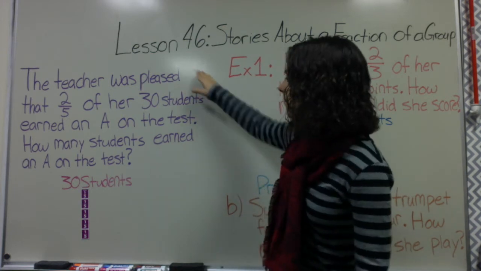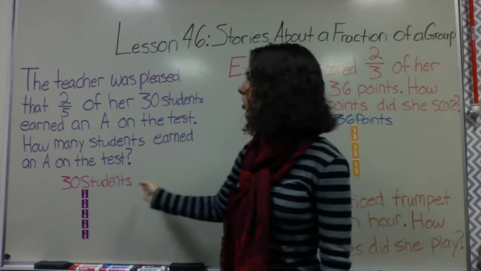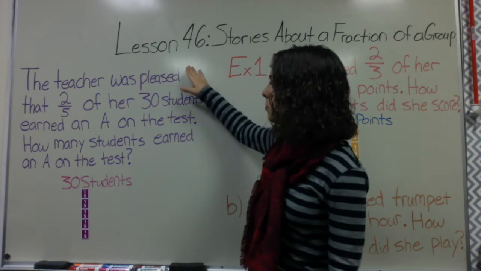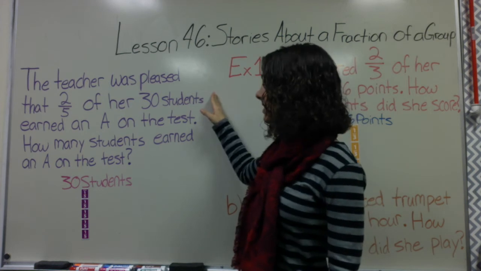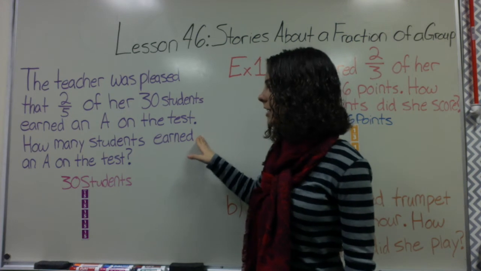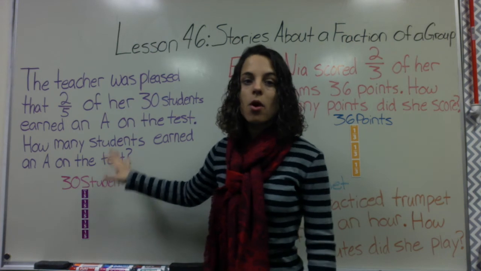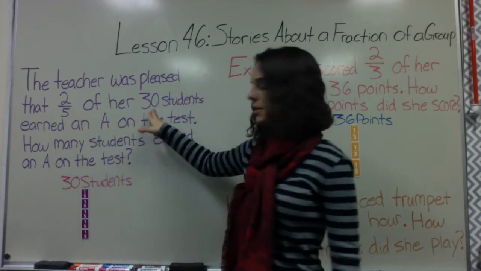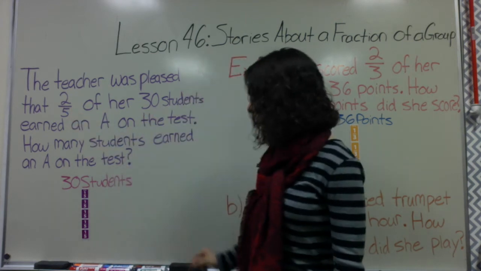So this first example problem that we're going to look at, or at least the problem that I'm going to demonstrate for you, it's not technically an example problem in the book, but it says the teacher was pleased that 2/5 of her 30 students earned an A on the test. How many students earned an A on the test? So what I need to know is what 2/5 of 30 is.